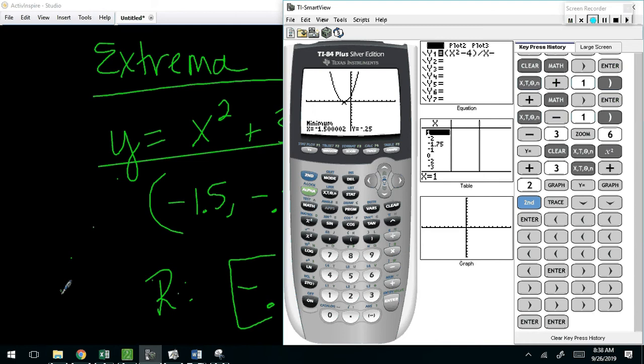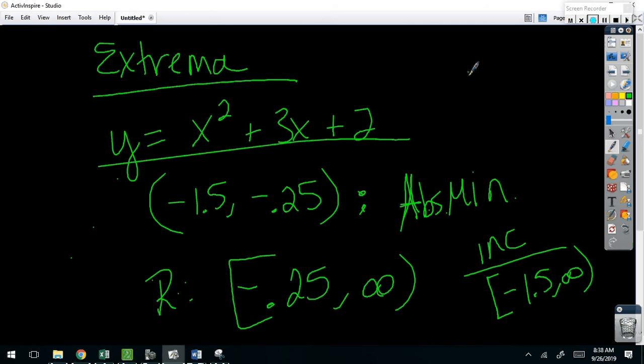Y'all got this increasing, decreasing stuff. Let's see, decreasing. We'll do a full analysis here in just a minute, and you'll see.